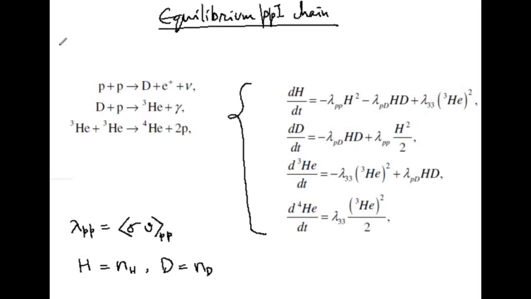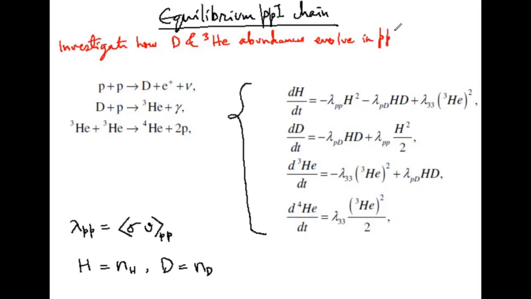Basically we would like to investigate how the deuteron and 3 helium abundance evolve in this pp1 chain. And this is why I have considered, you see, the rate equations I have written, and you must remember I have already described this in the classroom.